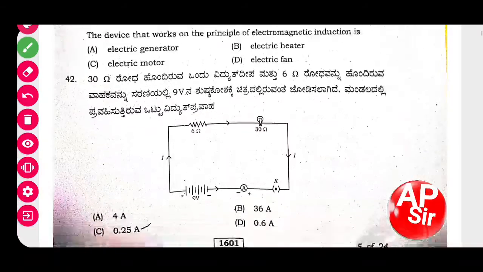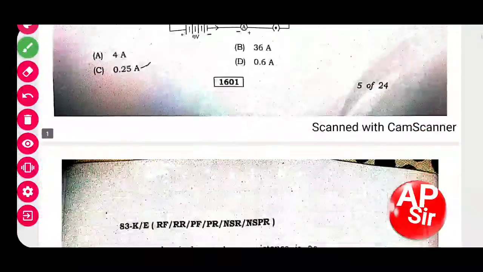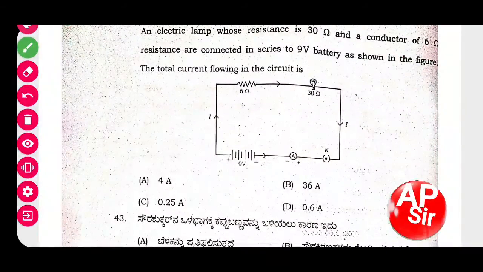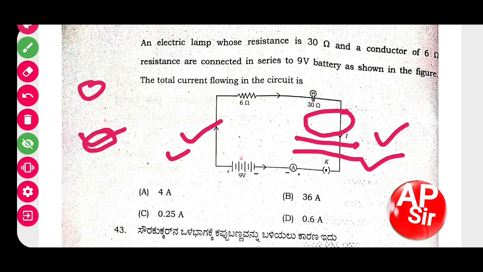Then we'll go to question number 42. You can see the diagram; English medium I'll take first. An electric lamp whose resistance is 30 ohm and a conductor of 6 ohm resistance are connected in series to a 9 volt battery as shown in the figure. They have asked the total current flowing in the circuit. Easily we can see the circuit diagram they have given.